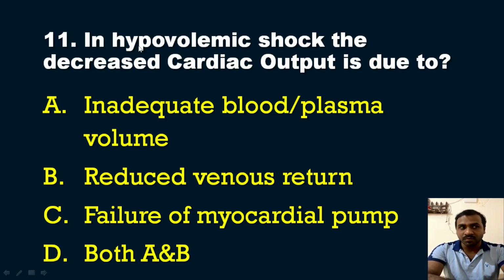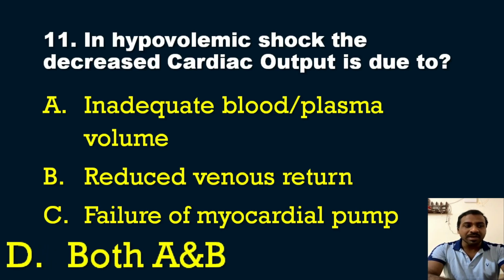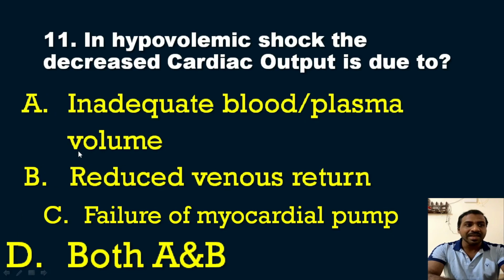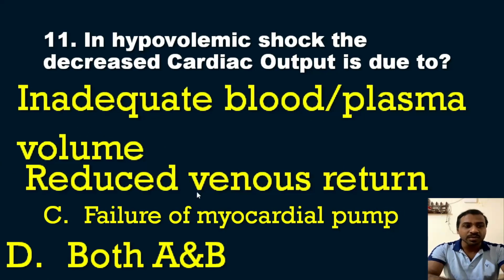This should be very clear, which type of shock, that is hypovolemic shock. So what is the answer? Obviously the answer is option D, that is both A and B: inadequate blood plasma volume and reduced venous return. We will explain now, but option C, failure of myocardial pump, will happen in which type of shock? That is cardiogenic shock. Here the answer is inadequate blood plasma volume, and as a result there will be reduced venous return to the right atrium, resulting in hypovolemic shock.